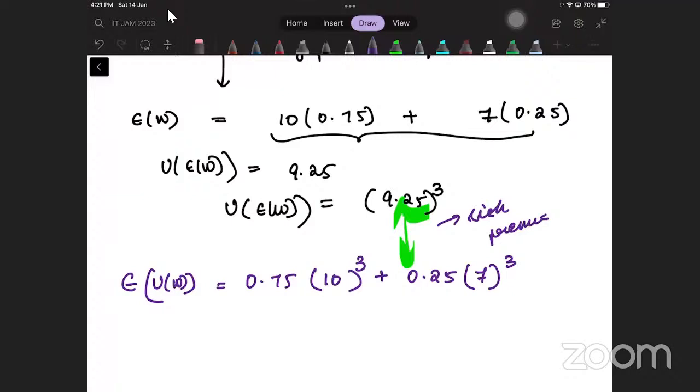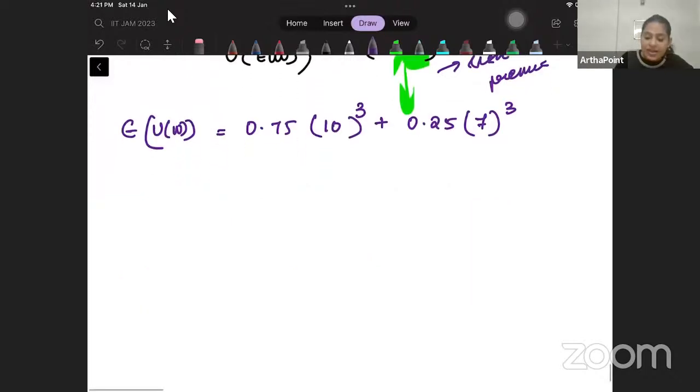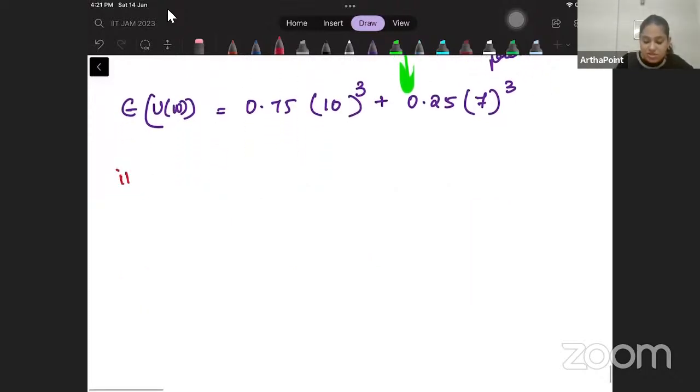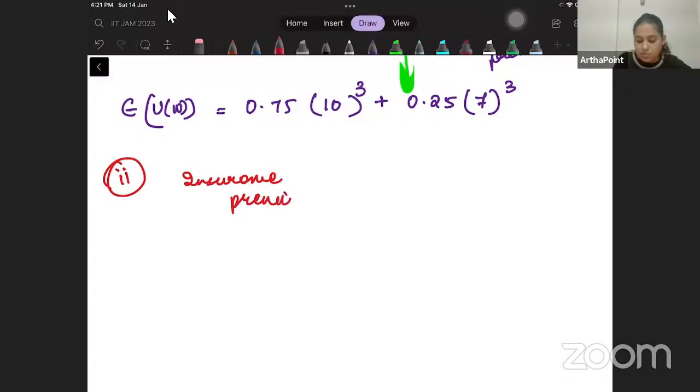Next thing. This is the first thing that you should understand. Second thing. See, if I know that my insurance is actuarially fair insurance, matlab negative and positive side ka expected value 0 aata hai. If I know that is happening, then in that case, you can simply find insurance premium by doing probability of loss into value of loss.